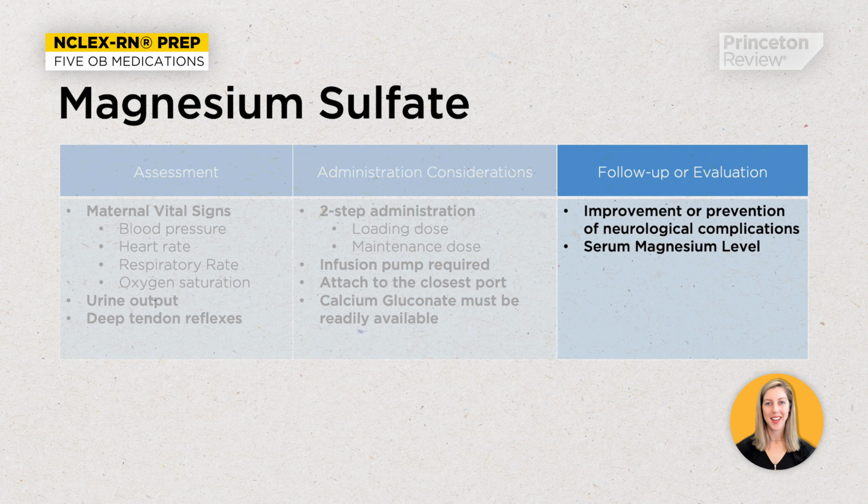For evaluation and follow-up, the client receiving magnesium sulfate for preeclampsia or eclampsia should experience improvement or prevention of neurological irritability. The nurse should monitor for visual changes, headache, or changes in deep tendon reflexes, or any other signs of neurological irritability. Last, expect to draw blood on this patient frequently. A serum magnesium level will be monitored at regular intervals to ensure that therapeutic levels are maintained.